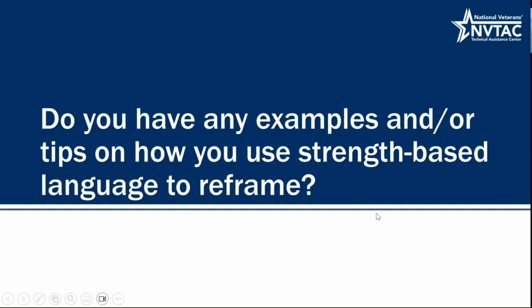And so we did want to hear from you all on the line. Do you have any examples or tips on how you currently use strength-based language to reframe? We would love to hear how it's working for you already in your HVRP and how you're utilizing these skills currently. Please raise your hand or add it in the chat. We would love for you to give us some concrete applications, and I will keep track here of the chat. And we do, of course, have a survey in the chat that we would love to get your insight on.